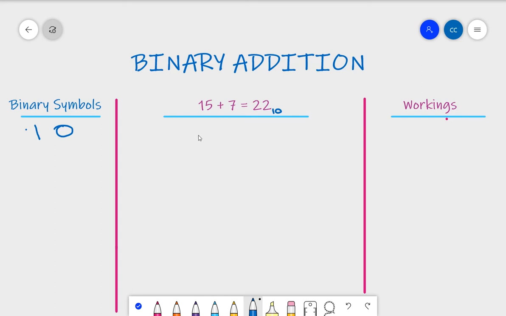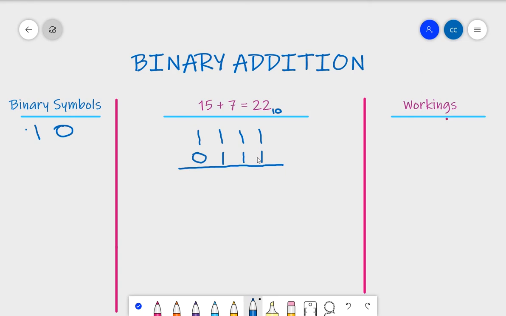You can express 15 in 4 bits, and as you know, 4 bits is classed as a nibble. So 1, 1, 1, 1 is the same as 15, and that is 8 plus 4 plus 2 plus 1, which gives you your 15. And now to add to that we want 7, so we need a 4 plus a 2 plus a 1. And let's put the 0 in, just to balance that out.